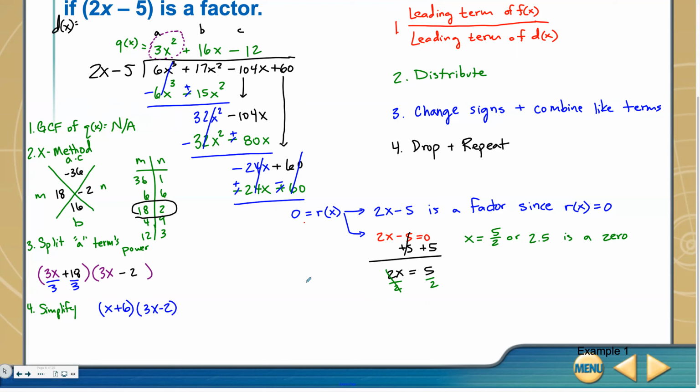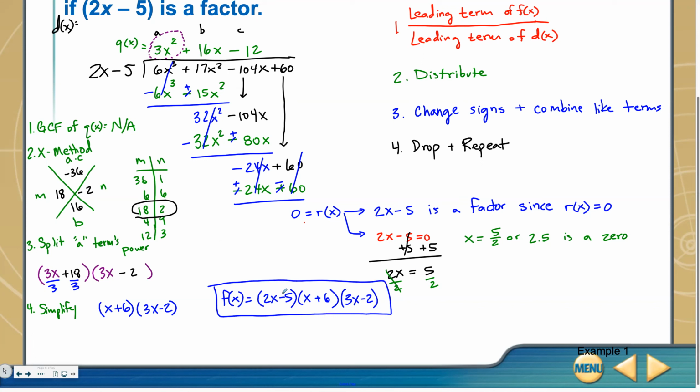So we've now found all the factors. Those are factors there. 2x minus 5 was another factor. So here's our factored form. The original equation I called f of x, so I'm going to call it f of x again here. F of x could be written as the factor 2x minus 5 times the factor x plus 6 times the factor 3x minus 2. That's factored form. So we have just completely factored it.